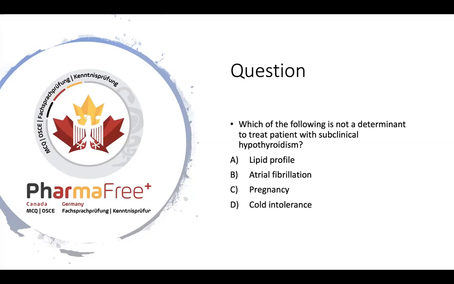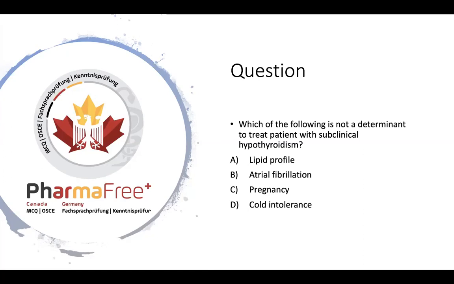But in some cases we have to treat it. Like what? If there is hypercholesterolemia or any sign of dyslipidemia, in this case you have to treat subclinical hypothyroidism because the case will deteriorate. Okay. If there is a lady in childbearing age and willing to get pregnant, in this case you have to treat it.